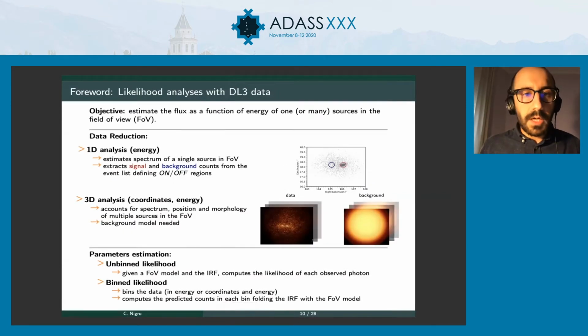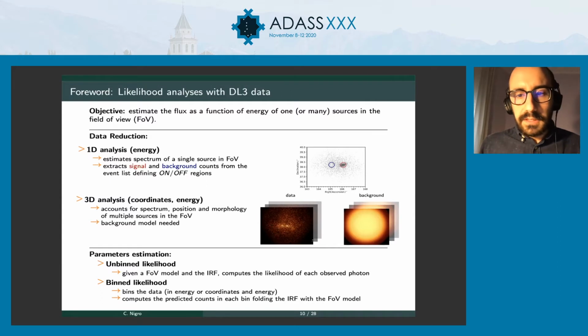So I will give you a bit of notions about what kind of analysis we can perform with this DL3 data, because later I will be talking a lot about unbinned and binned likelihood. So I wanted to give you an idea of what it is. The objective that we have when we analyze the data is to estimate the flux as a function of energy of one or many sources in the field of view.